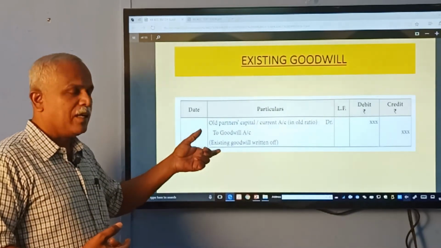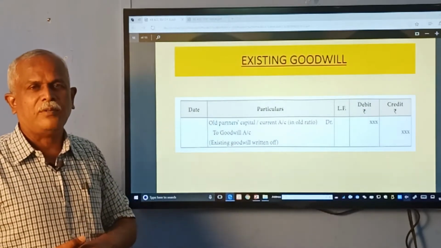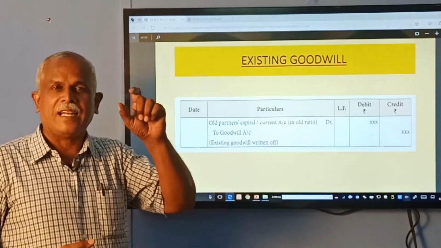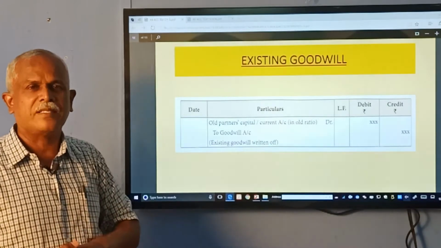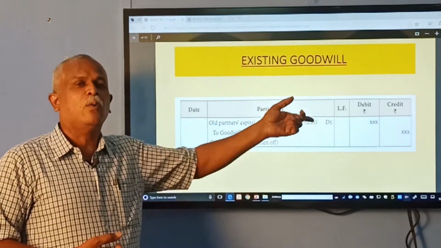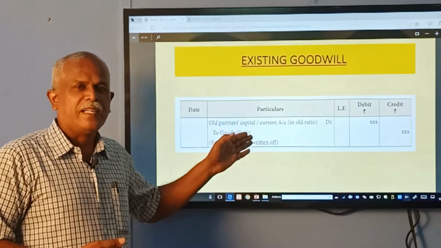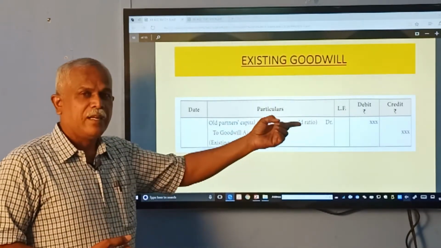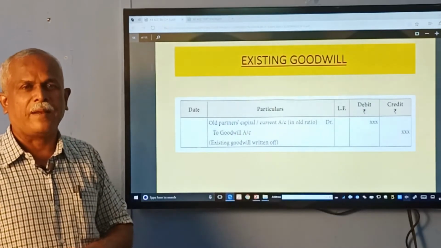To write off the goodwill account, we have to make an entry: old partners' capital account to goodwill account. The goodwill account, which is an asset having a debit balance, becomes zero by crediting it. So, old partners' capital account will be debited, and this is to be done in the old ratio, not in the sacrificing ratio, because the new partner is nowhere concerned. So, old partners' capital account in old ratio to goodwill account. This entry has to be made.